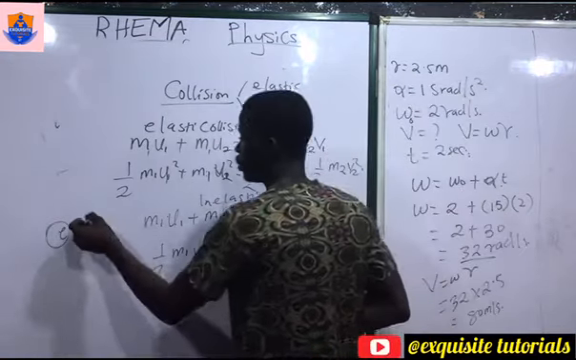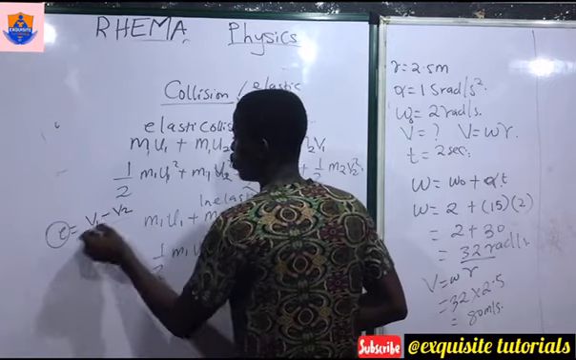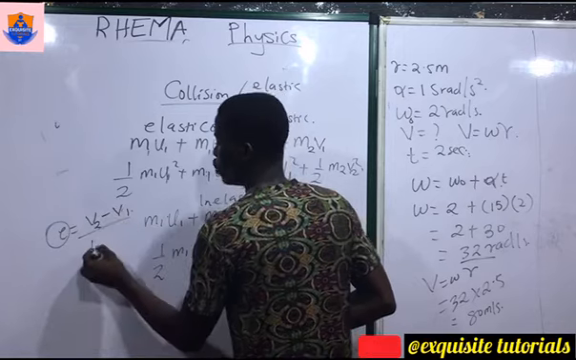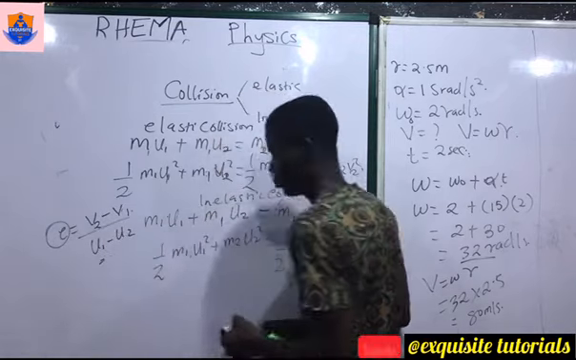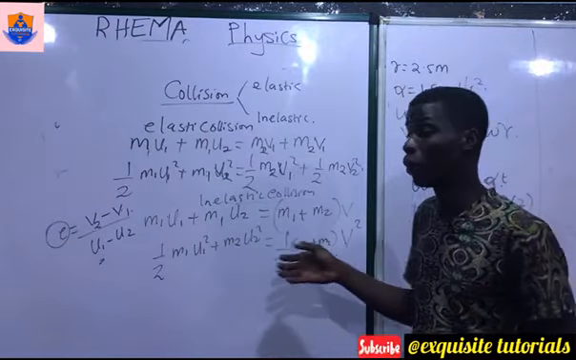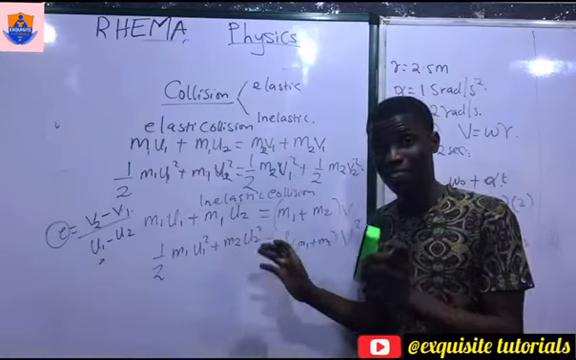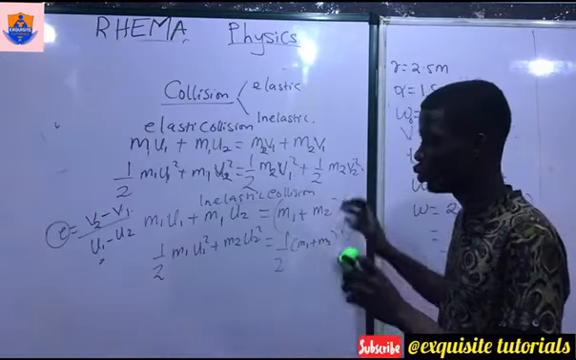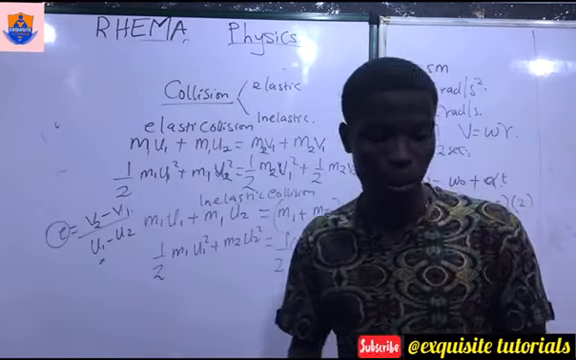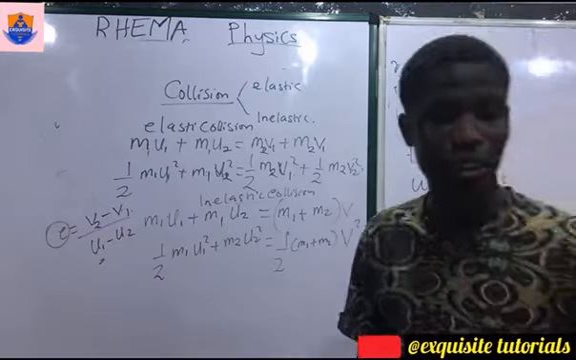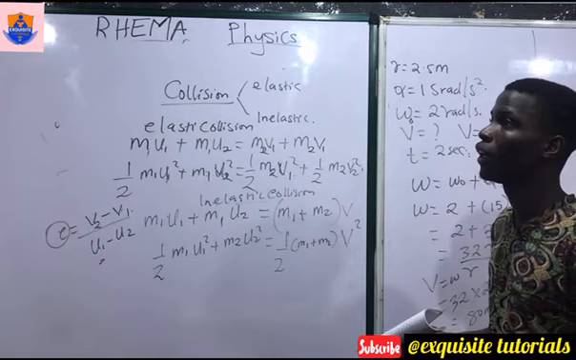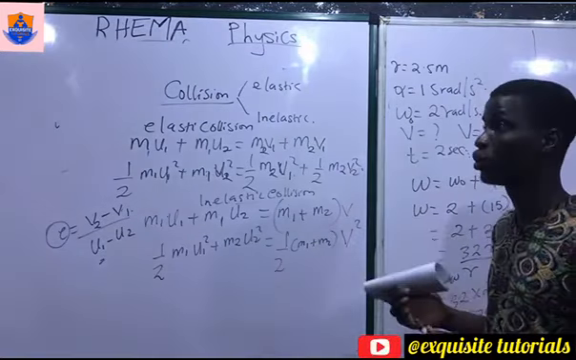The value for it is v2 minus v1 over u1 minus u2. So this is the formula for the coefficient of restitution. You just apply it and you get your answer. Like I said, we are just here to give you a brief recap on it, so that when you get to your exam, you are familiar with this question. I just have one example under this collision topic.